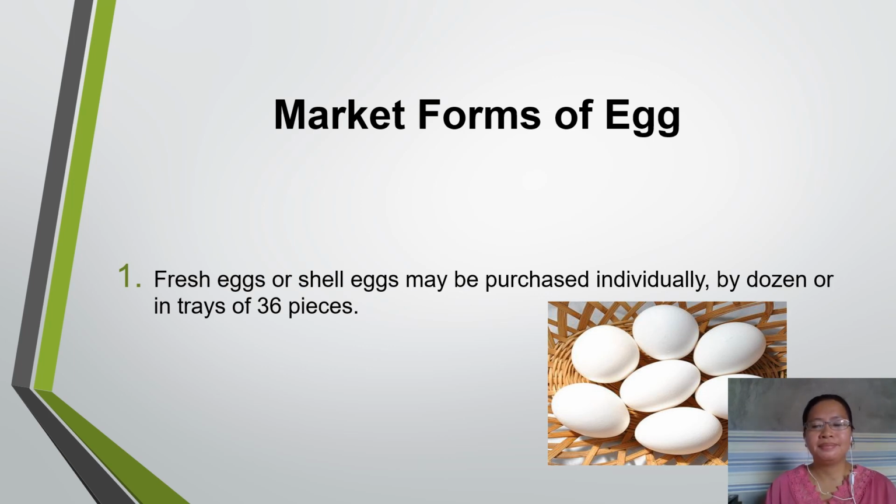Okay po. Ayan. So, sa tindahan, pwede kayong bumili individual. Sa mga groceries, usually, they are packed by dozen, or when you say by dozen, 12 pieces. And then, in trays, kung isang tray ang bibili ninyo, 36 pieces. And it also varies, eggs also vary in sizes. Iba-iba yung size. And because of that, iba-iba din yung presyo.